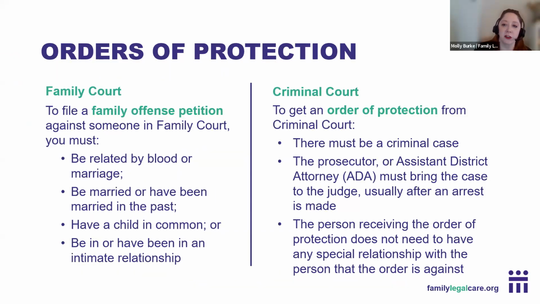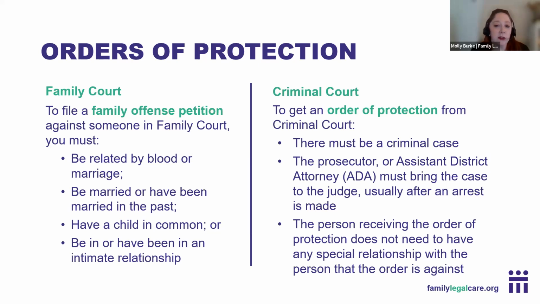So let's start with orders of protection. There's civil orders of protection and there's criminal orders of protection. Civil orders of protection are heard in family court, and these are known as family offense petitions or family offense cases. In family court, there must be a relationship to be able to file for a family offense. What this means is that there has to be a relationship by blood, for example, cousin or brother, or a relationship through marriage. You have to have a child in common, have a child together, or you must have been in an intimate partner relationship to be able to file in family court.